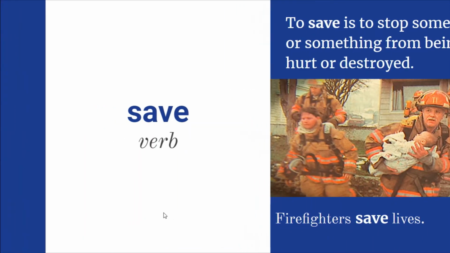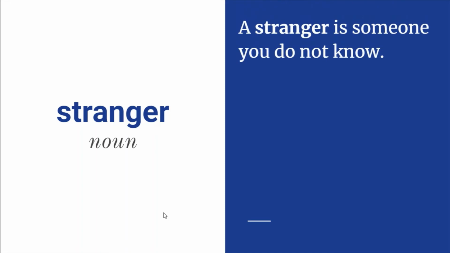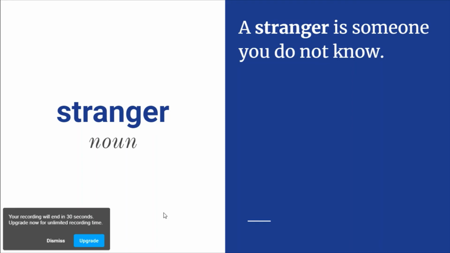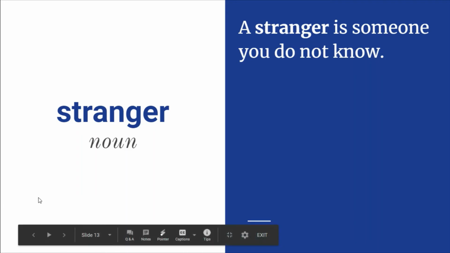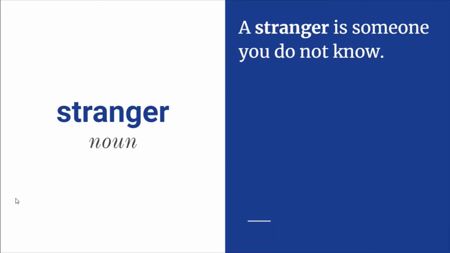Okay. So the next word that we have is stranger. Okay, let's go ahead and say that word together. Stranger. Okay, can we do it one more time? Stranger. And stranger is a noun. Yeah, it is actually a person. Remember that words that end with an ER, they're nouns and they're persons, right? So a stranger is someone you do not know. Yes. Let's go ahead and read that definition together. A stranger is someone you do not know.